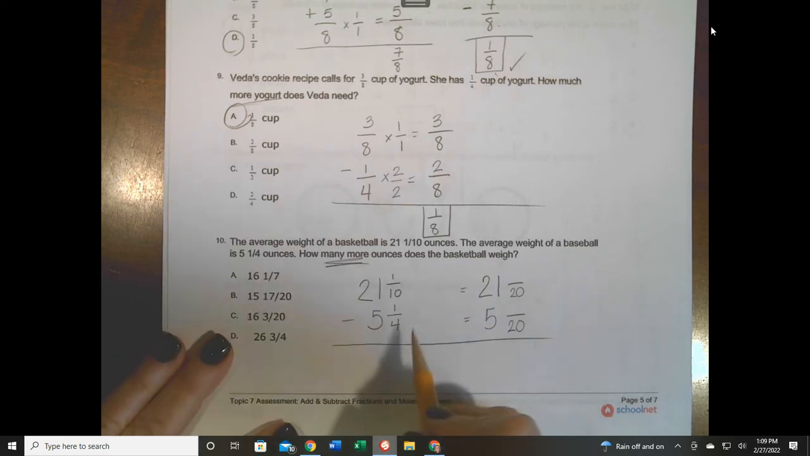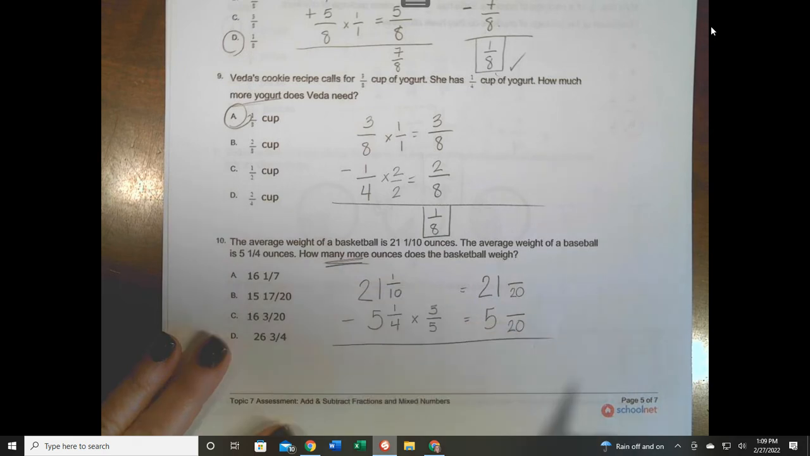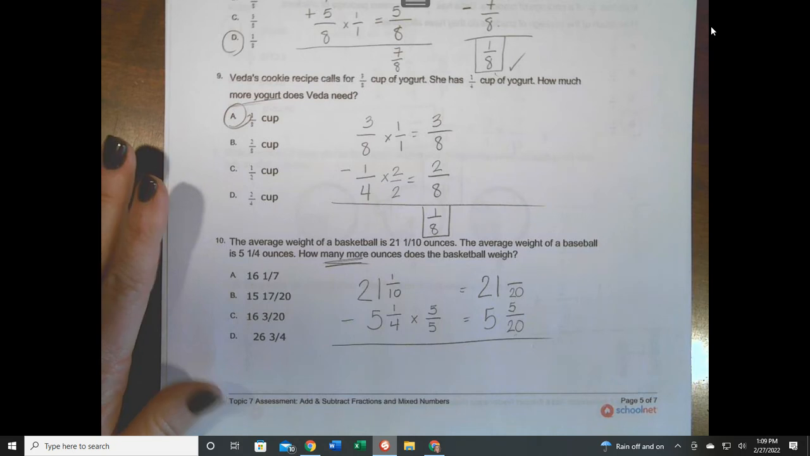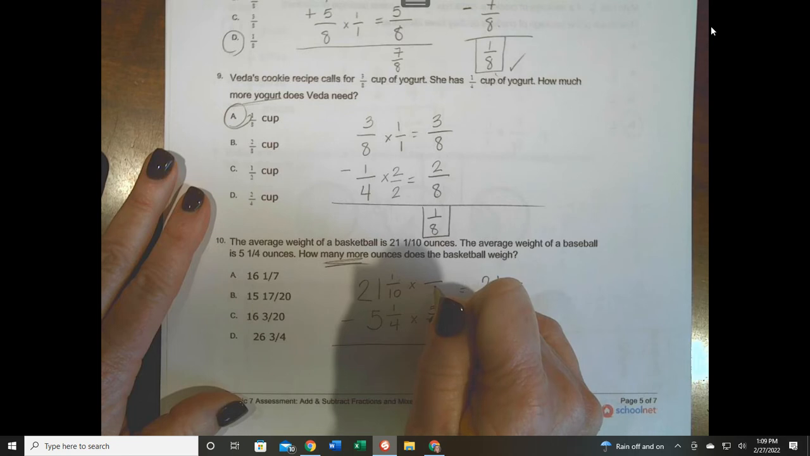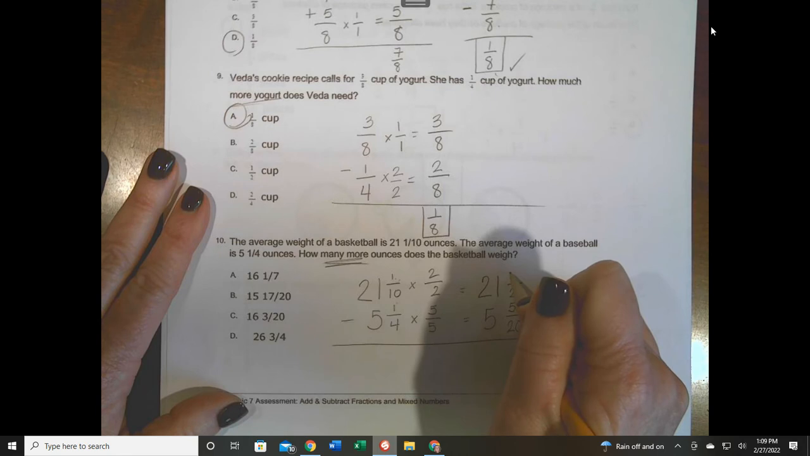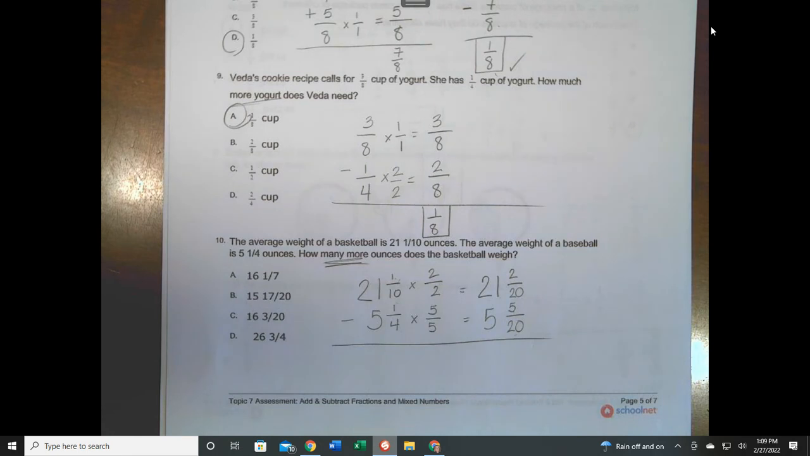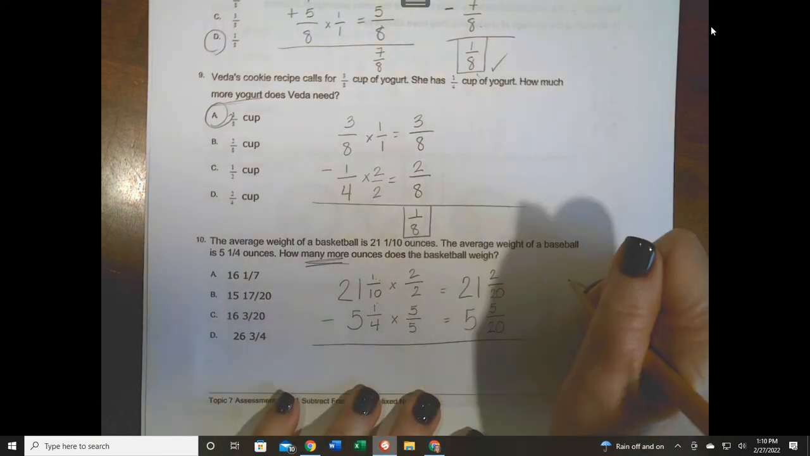Looking at my denominator of 4, I'm going to multiply 4 times 5 to get to 20. So I'm going to multiply 5 1/4 times 5/5 to get the equivalent mixed number of 5 5/20. 21 1/10, I'm going to be multiplying that denominator by 2 to get to 20. So 1 times 2 is going to give me 2/20. All right, now I'm ready to subtract. I notice I have one small situation here. I can't take 5/20 away from 2/20. So I'm going to use that skill of regrouping.